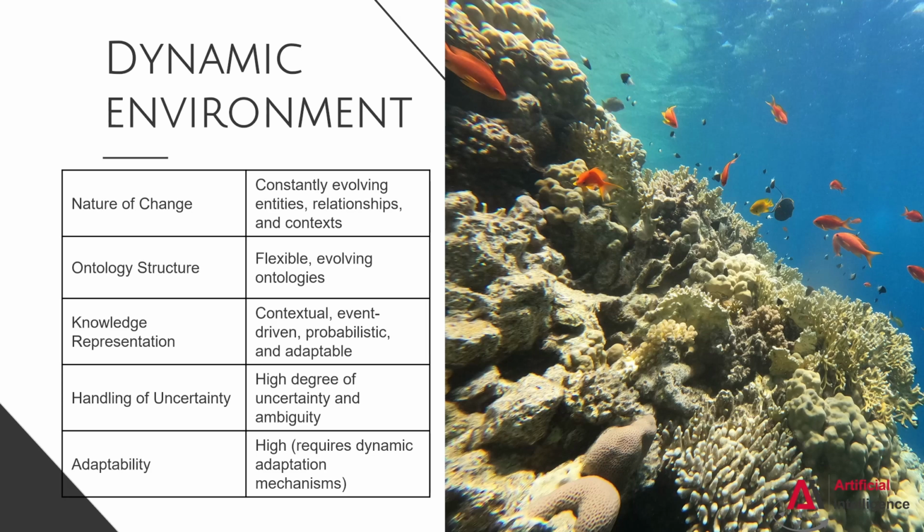At the same time, we want that same ontology or structure to be able to handle a high degree of uncertainty and ambiguity because the rate of change is high in such an environment. At the end of the day, we want that knowledge representation, that ontology in itself, to have high adaptation.